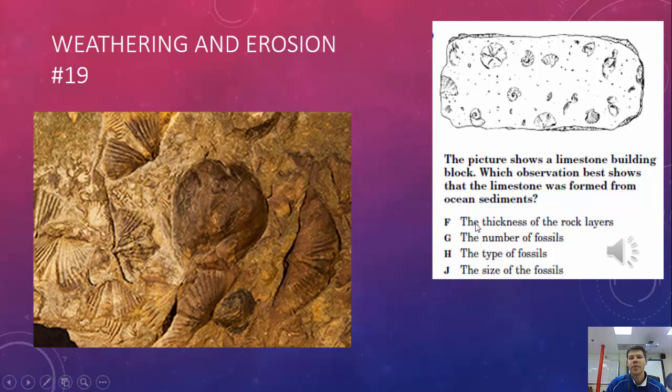So the best way that we can tell is not the thickness of the rock layer, and also be careful of this one. This is the tricky one that people pick. It's not the number of fossils, it's the type of the fossils. So if you see ocean animals in your rock, that means this rock was probably formed from ocean sediments. So the answer here is H, the type of fossils.